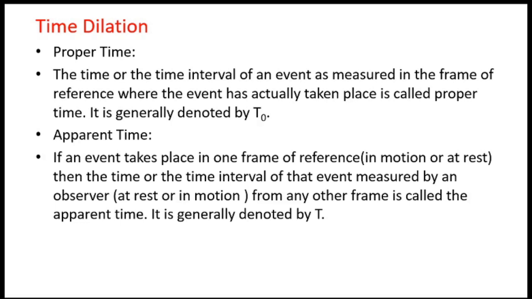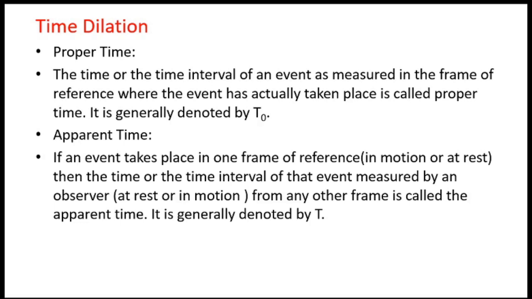Now let's try to understand it in a more detailed manner. Suppose that an event occurs in frame of reference S, and there is another frame of reference S dash which is moving. Now the time or the time interval of the event which is measured in the frame S where the event has occurred or taken place, that time will be called proper time. It is denoted by T0.